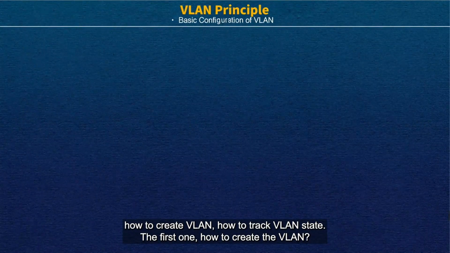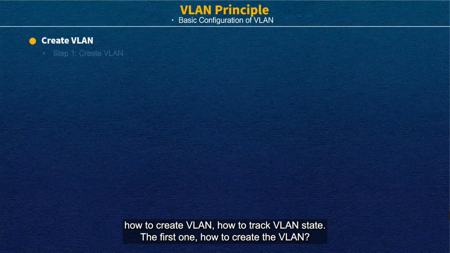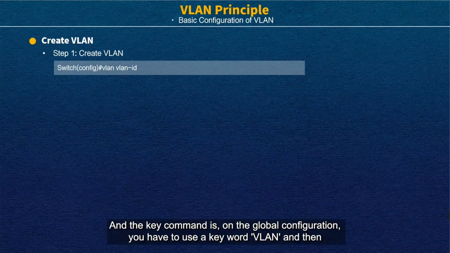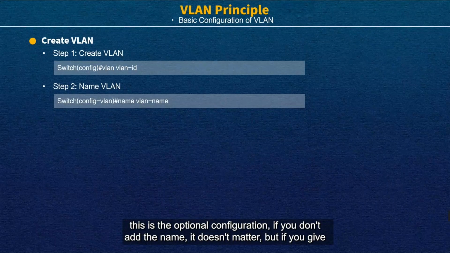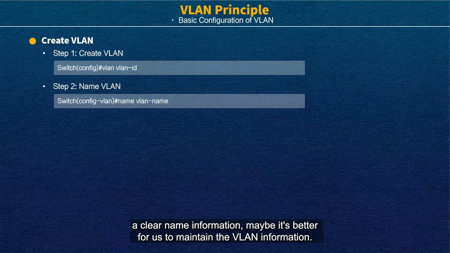The first one, how to create the VLAN. The key command is in global configuration: you use the keyword vlan and then give the VLAN ID. The second one, you can also give a name to the VLAN. Of course, this is optional configuration. If you don't add the name, it doesn't matter. But if you give clear name information, it's better for us to maintain the VLAN information.